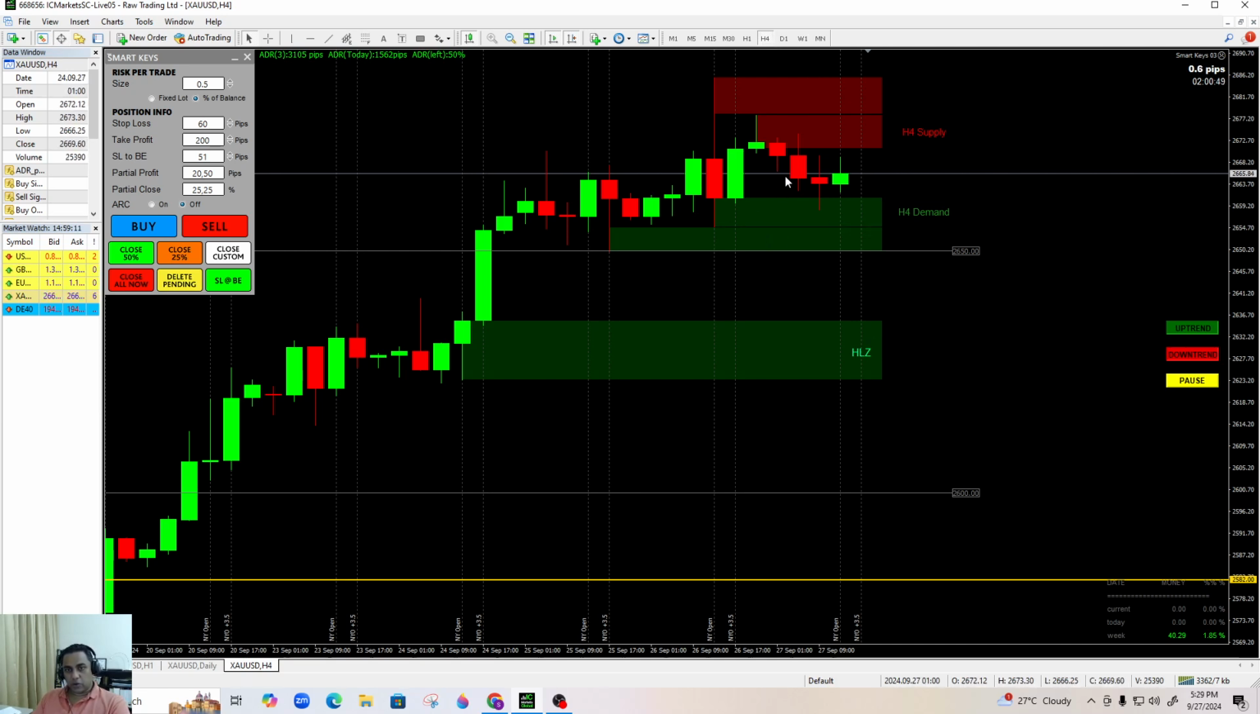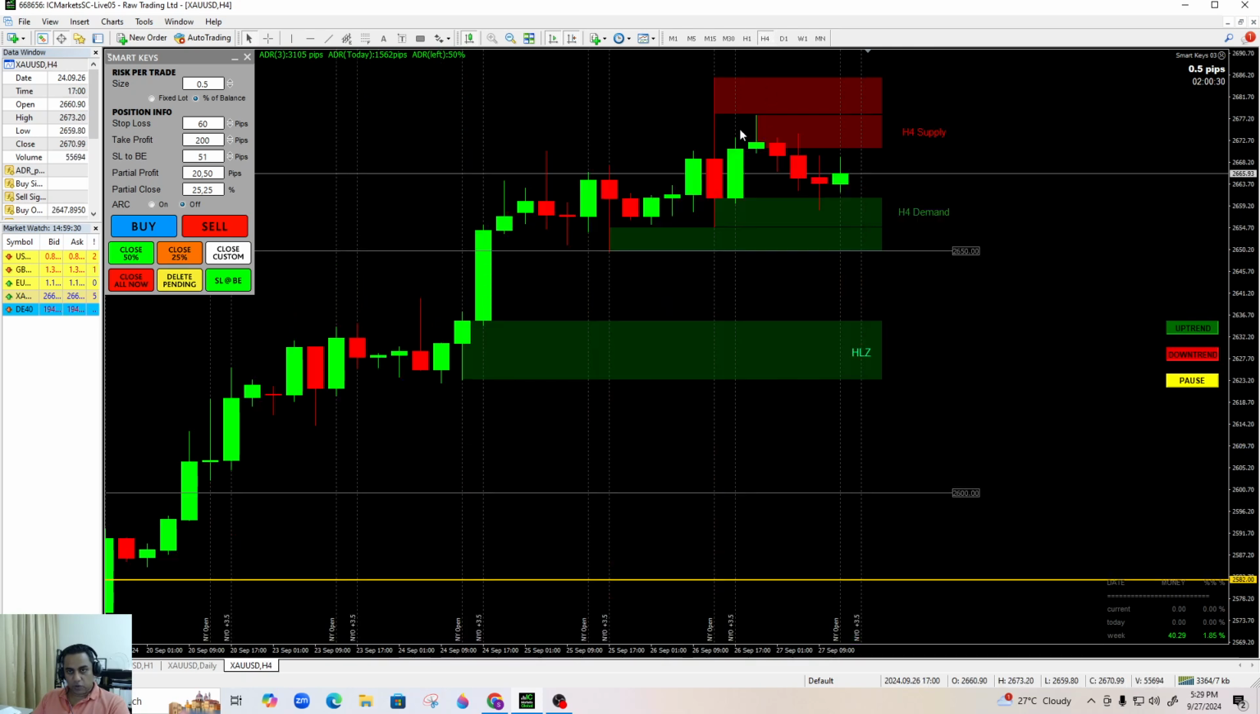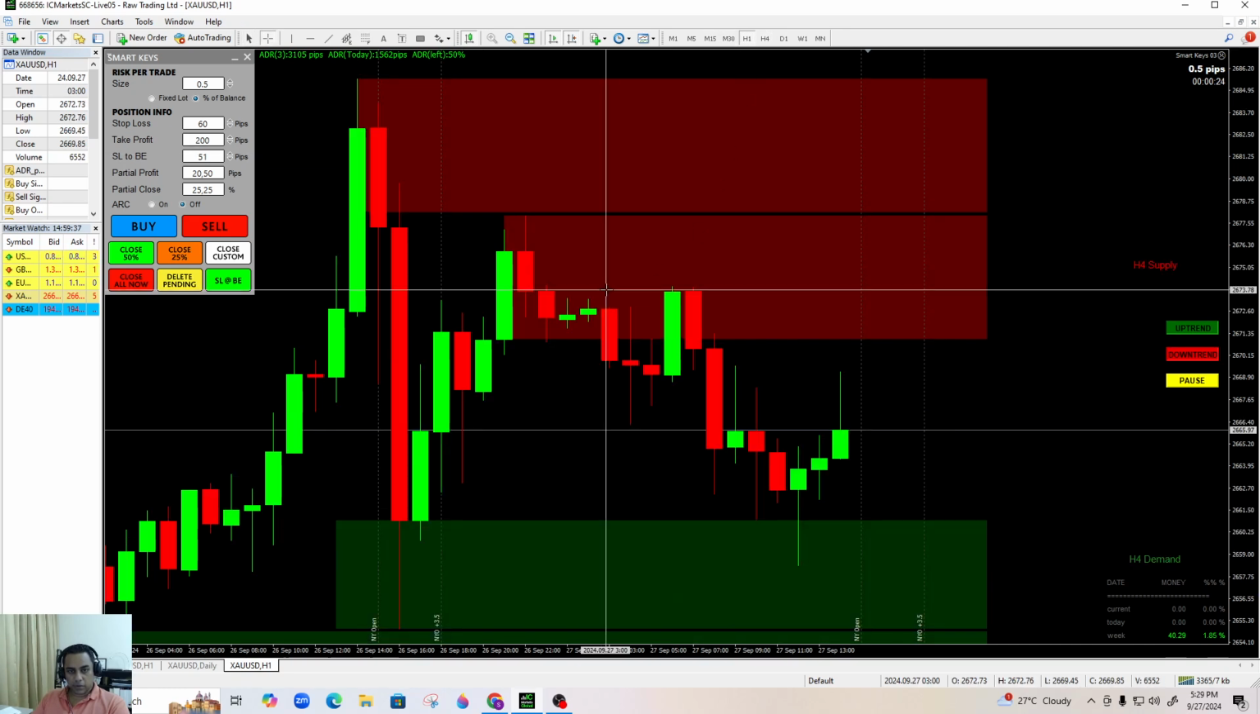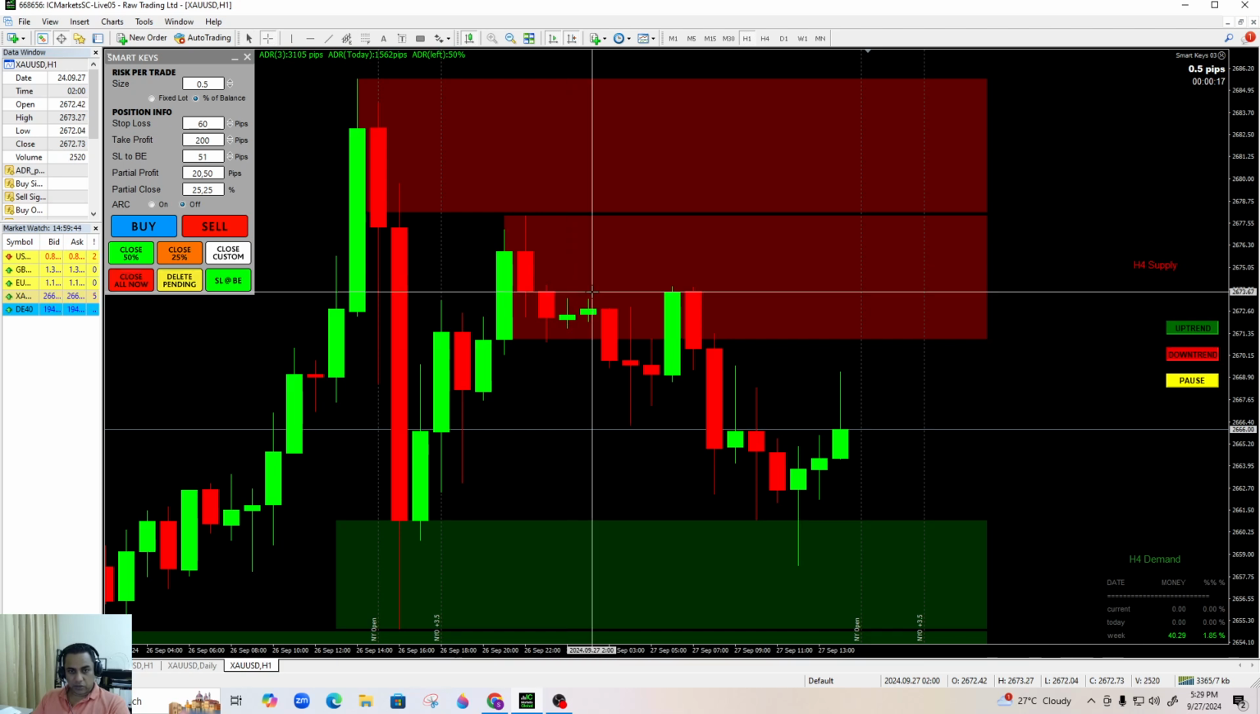Okay, so it's not clear on the H4 because it's just kind of garbage to the left. So we're going to go down to the H1 to see what happened. Is this a high liquidity zone? This supply, this rally, and this H4 zone here. Now this open was 1 server time here, right? That's the zone.